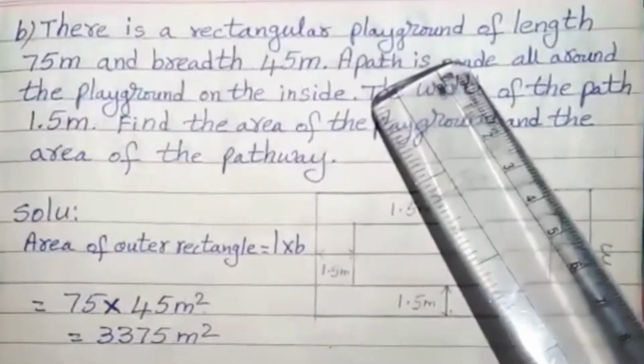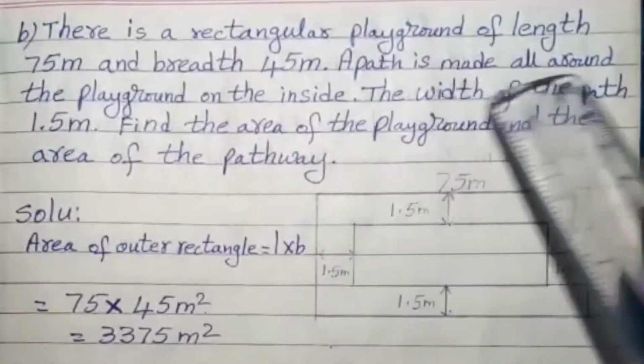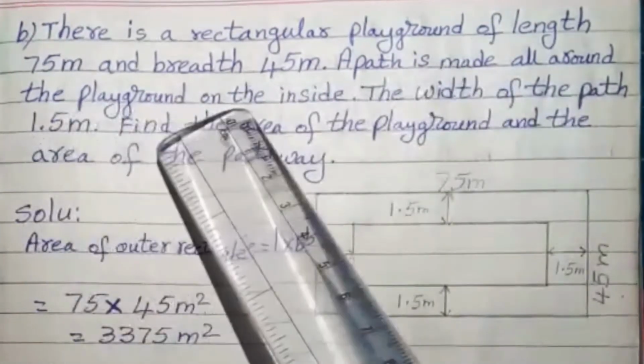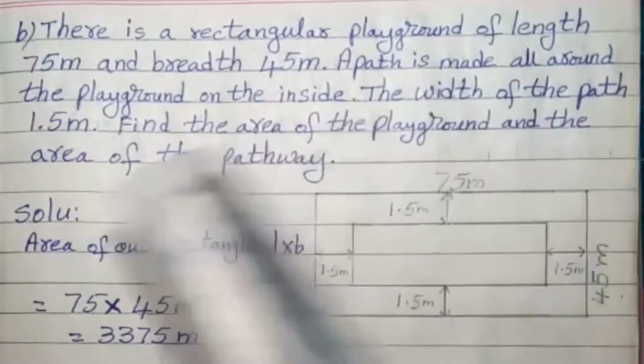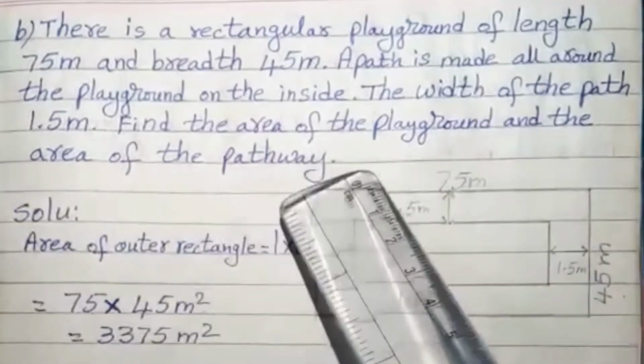There is a rectangular playground of length 75 meters and breadth 45 meters. A path is made all around the playground on the inside. The width of the path is 1.5 meters. Find the area of the playground and the area of the pathway.